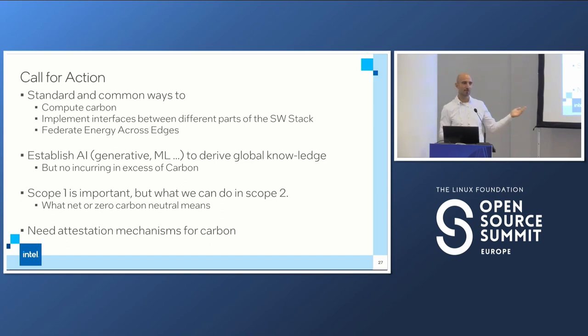Honestly, for my kids, obviously Intel is my job, but what I'm really caring about is what's happening. So we need mechanisms so that when we are saying "I'm saving X or Z," that can be attested. I don't know exactly the solution, but that's something that, in my opinion, is very important.